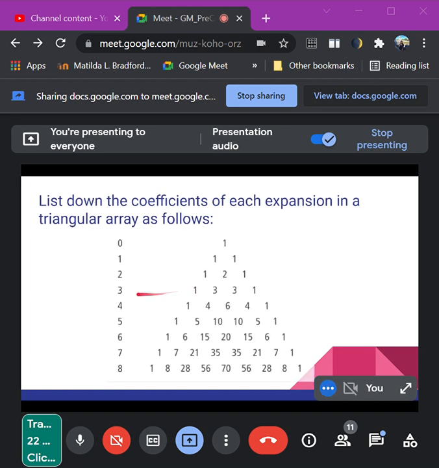So, naasad na siya diha. 1, 3, 3, 1. And then, so on and so forth. So, kani siya mga coefficients ra ni siya sa imuhang gi-expand nga binomial. And we call this one as our Pascal triangle.